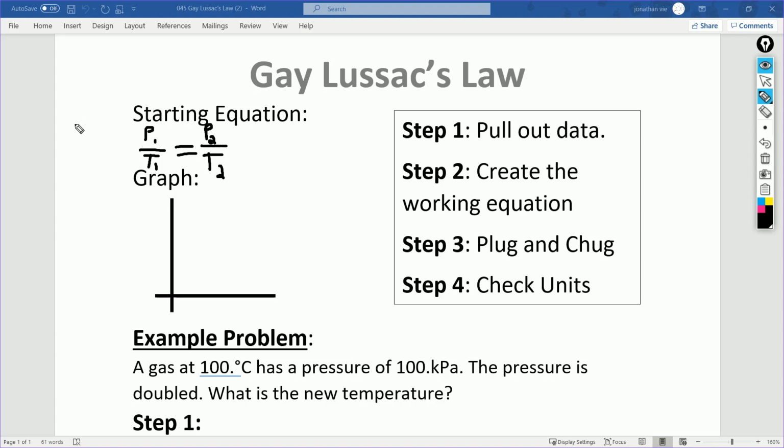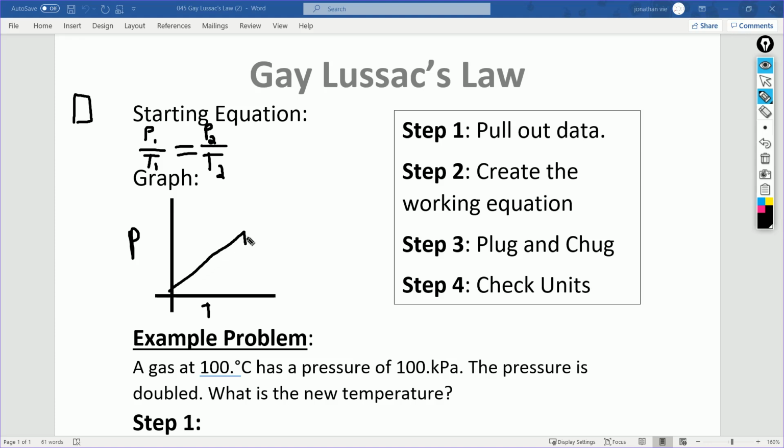So if I have a container, right, and it's at a certain pressure and temperature, if I heat up that container and I get a new pressure and a new temperature, the initial pressure divided by the initial temperature is going to be equal to the final pressure divided by the final temperature. And if I were to graph those pressures and temperatures, the graph would look like this.